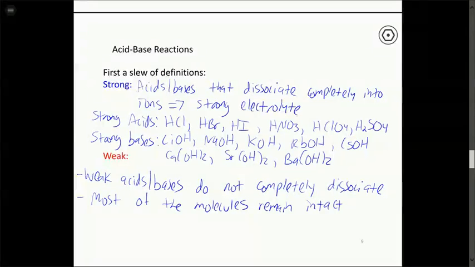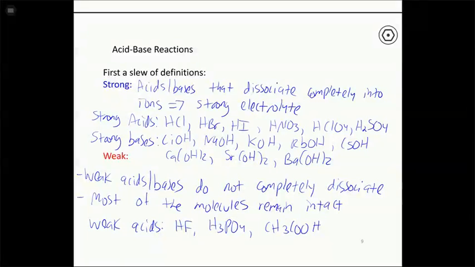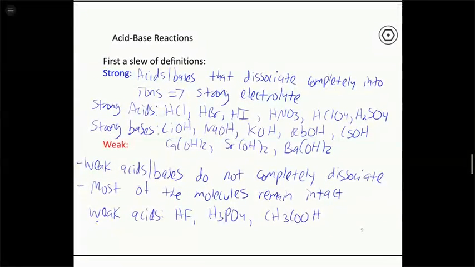All right, so the weak acids are basically every other acid besides the strong ones. So I gave you a list of strong acids up here. Any other acid that we would think about is going to be a weak one. So the weak acids that you're most likely going to come across are HF, H3PO4, and then acetic acid, CH3COOH, which is sometimes written as HC2H3O2. So that's acetic acid. Those are the three most common weak acids.